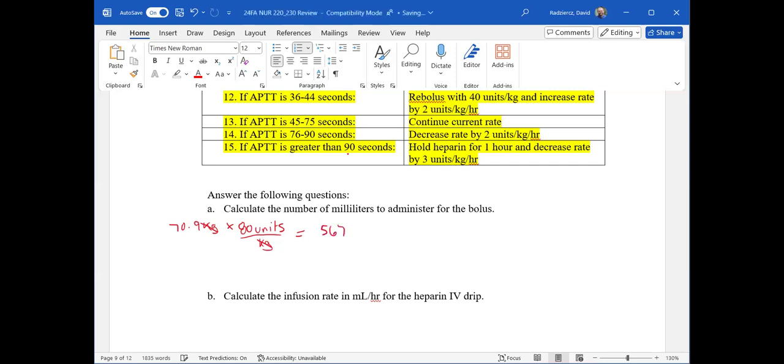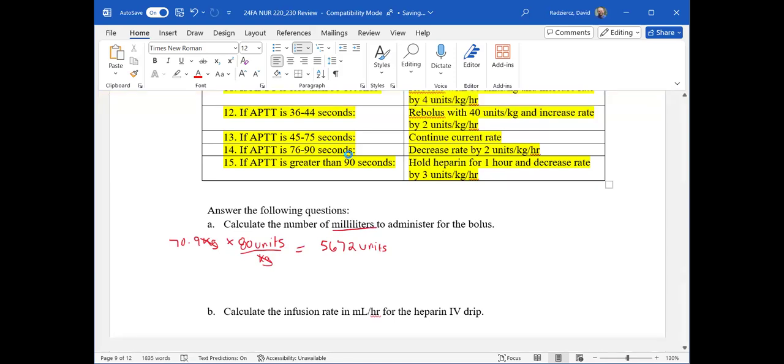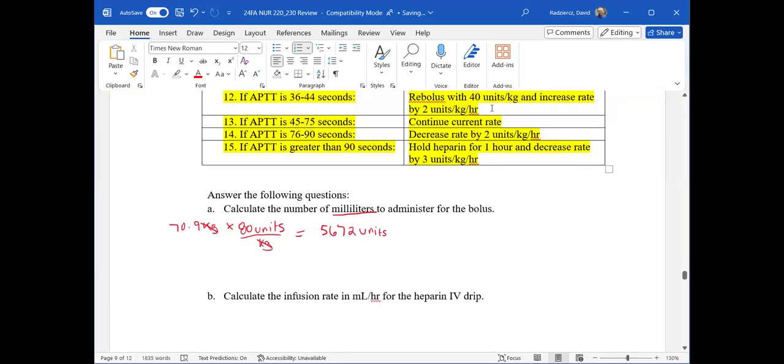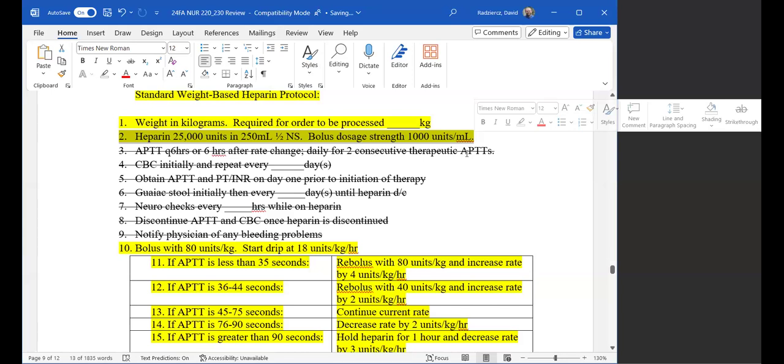So at this point, I am in units, because that's how heparin is measured. Heparin and insulin are measured in units. But the question says, calculate the number of milliliters to administer for the bolus. So I need a way to convert units to milliliters. I'm going to go to step 2 of the protocol where it listed my available. I have two strengths available: the 25,000 units in 250 milliliter half normal saline, and then I also have the bolus dose. Since we're calculating the bolus, we're going to use the bolus dose.